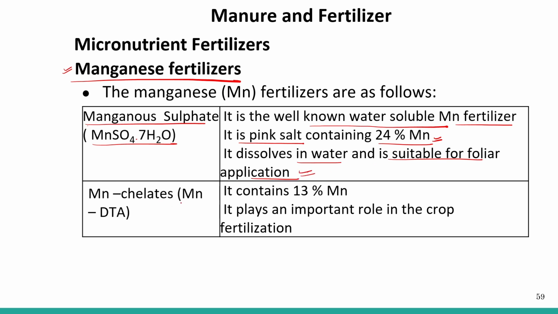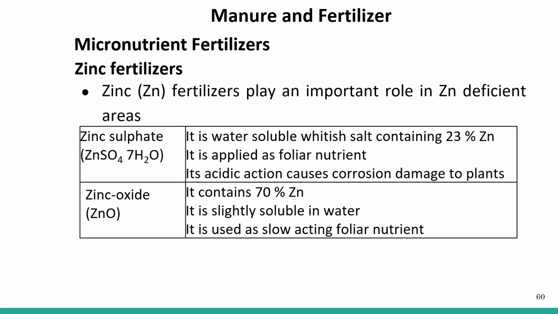Mn chelate, that is MnEDTA, is also available. It contains 13% of Mn. It plays an important role in crop fertilization. So when there is a deficiency in the crop plant, we can use this particular type of manganese fertilizer. Now, the third one is the zinc fertilizer.